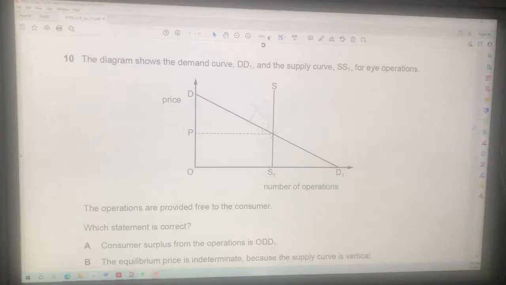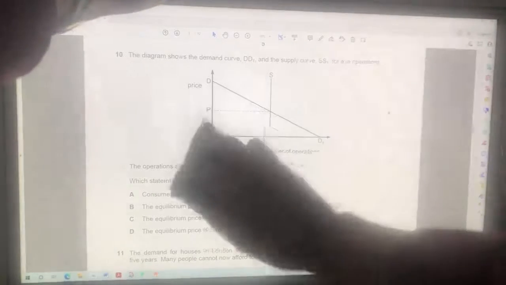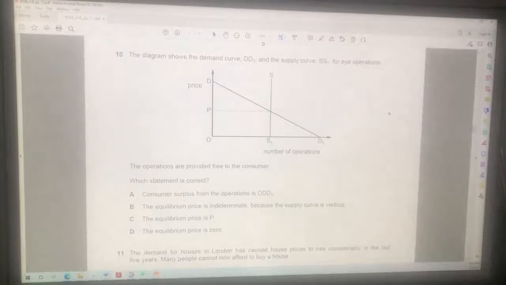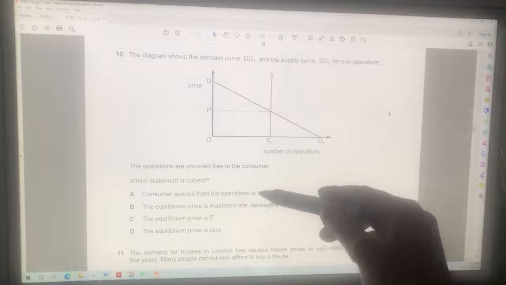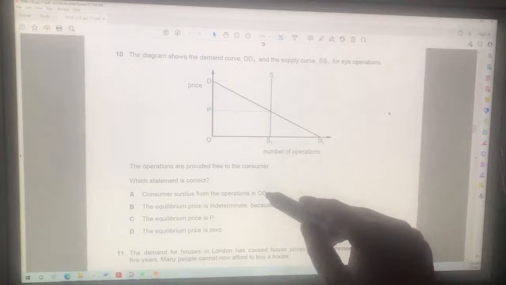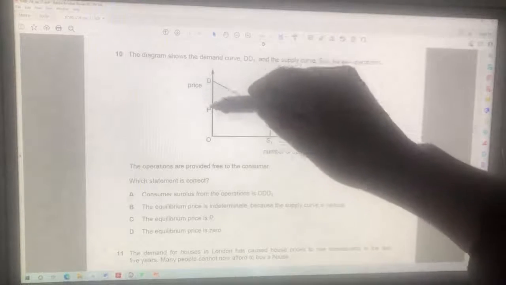Question 10. Maybe make this a little smaller so we can see it. Question 10 says, here's a demand curve and a supply curve for I operations. And the operations are free to the consumer. Which statement is correct? A, consumer surplus from the operations is ODD1. That's tempting. But no, the consumer surplus from the operations is DPX.